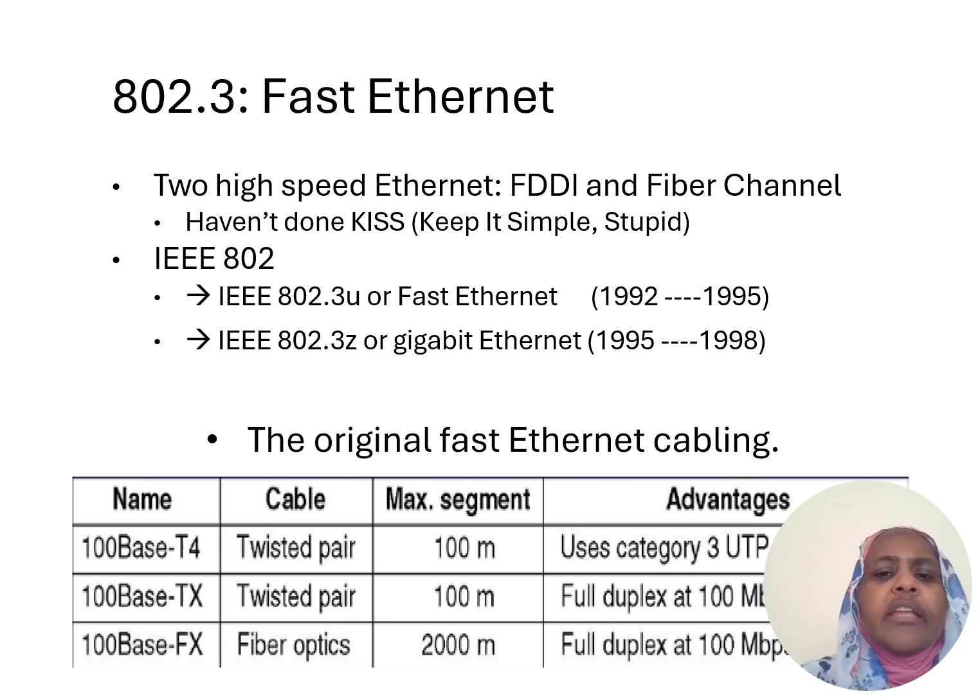The original fast Ethernet cabling was 100BaseT4, the twisted pair that runs for 100 meters, uses CAT3 UTP, and 100BaseTX twisted pair that runs for 100 meters with full duplex 100 megabits per second. Last but not least, 100BaseFX with fiber optics that runs to 2000 meters, full duplex with 100 megabits per second.